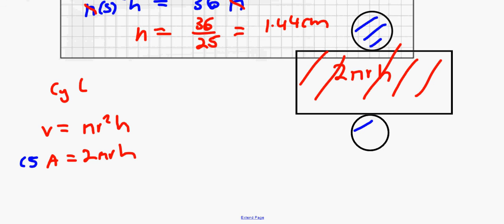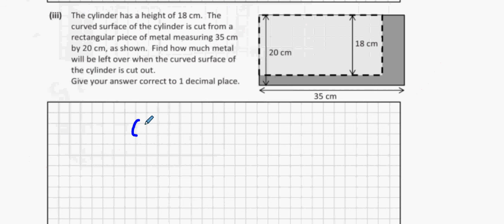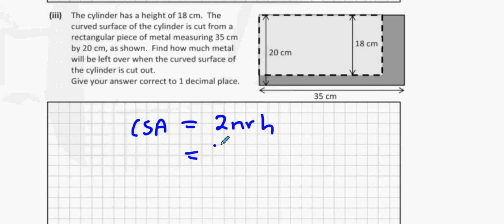Now, the CSA is 2 pi r h from the previous question. And what is r in that question? 5. And what's the height? 18. That gives it to us there, doesn't it? Yep. And what's all that? 180 pi, is it? Yep. 180 pi.